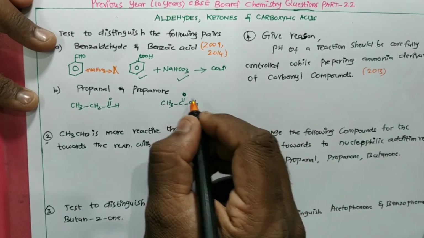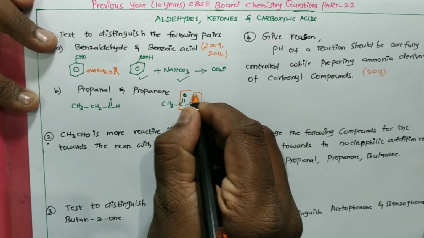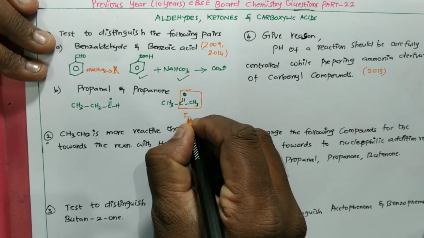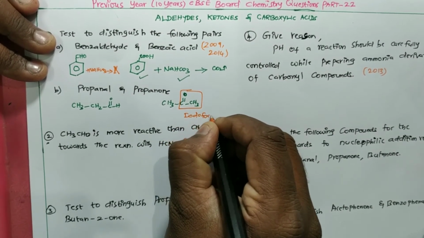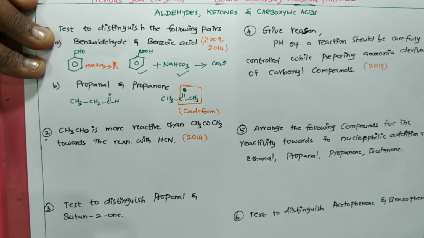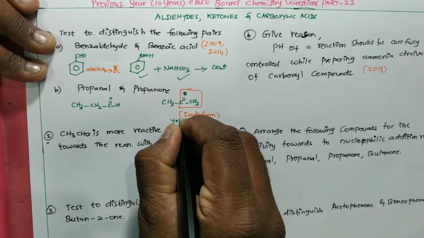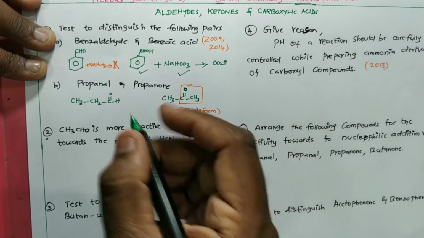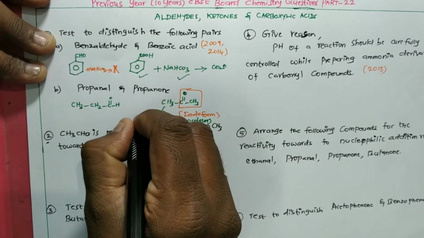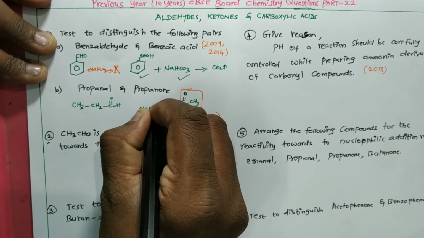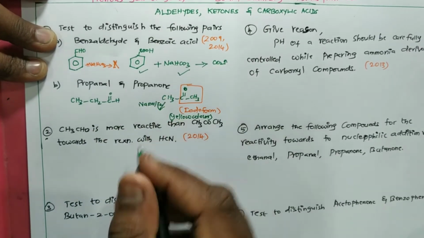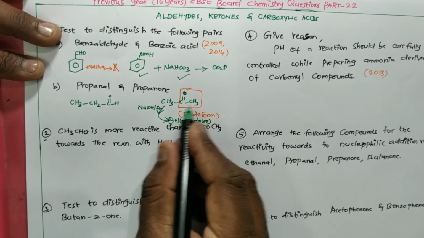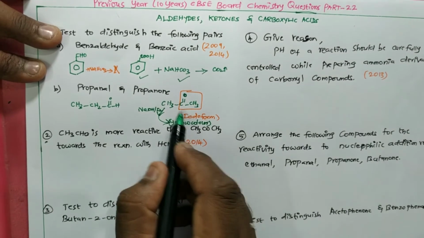Here, as we discussed earlier, the COCH3 group is present, so we can identify it very easily with the help of the iodoform test. You are able to understand, which will give a yellow color precipitate when it reacts with sodium hydroxide and iodine. If it reacts with NaOH and iodine, it will give a yellow color precipitate. That confirms the presence of the COCH3 group, that is, a methyl ketone is present.